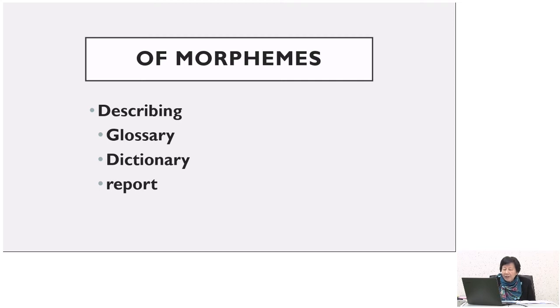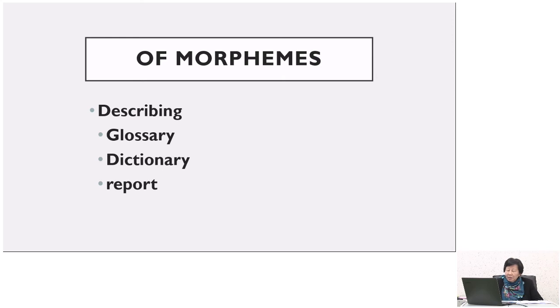Well, for example, if you are going to work on only a small number or a certain number of data that you gather, and you would like to be specific, that you would like to talk about this kind of morpheme, you can write a report. So it depends on what kind of materials you are going to produce to tell about your description of morphology, you see.